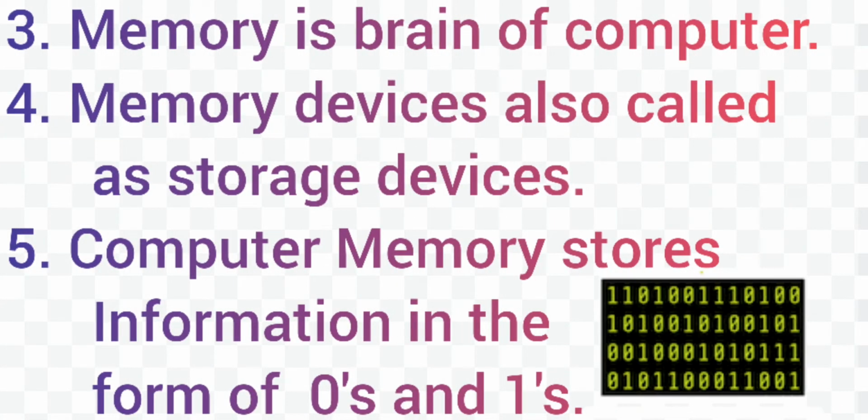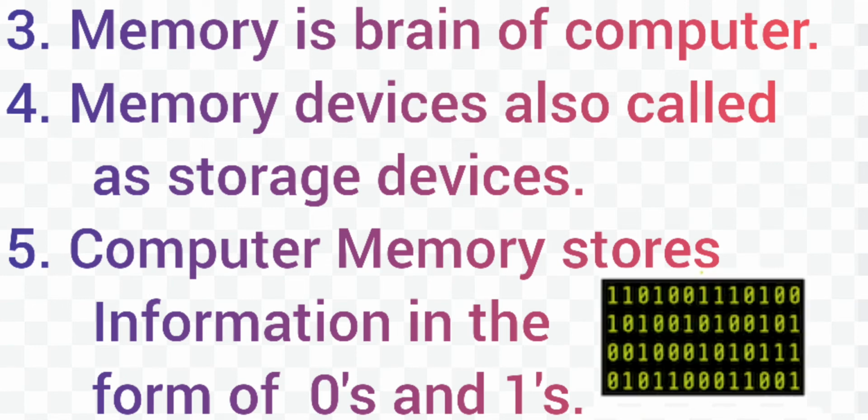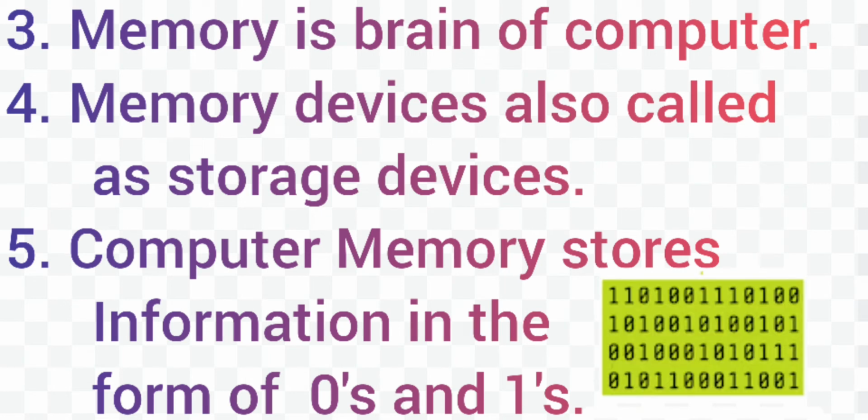Computer memory is also called the brain of the computer. Memory devices are also called storage devices because memory means storing the data. Computer memory stores information in the form of zeros and ones. Zeros and ones are called binary language, binary code. So the computer understands the language of binary code.